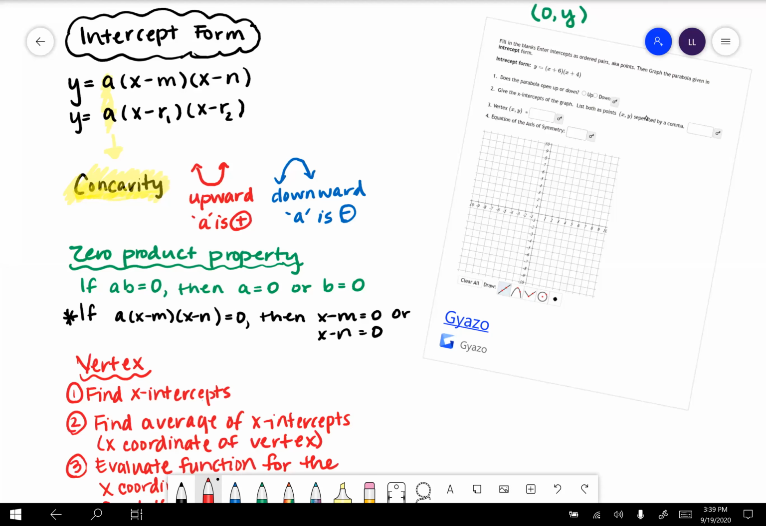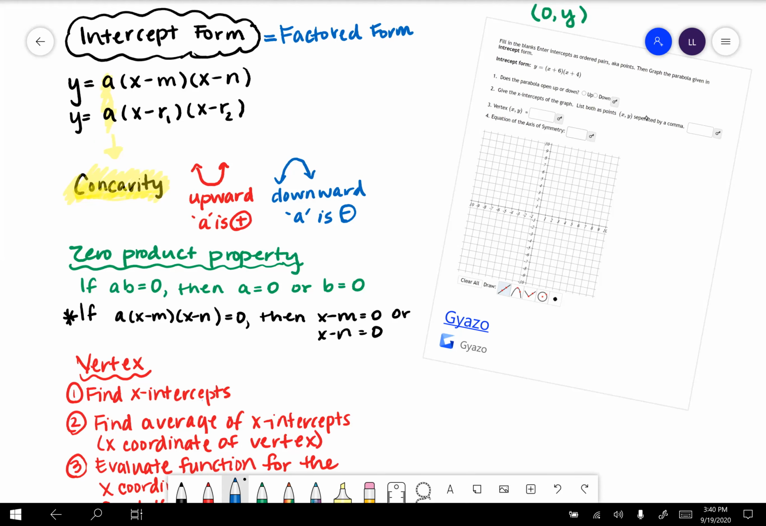On to our next example. This is intercept form. And in intercept form, it says fill in the blanks under the intercepts as an ordered pair, aka points, the graph of the parabola given in intercept form. So y is equal to (x plus 6)(x plus 4). Another word for intercept form is factored form. You'll see it used interchangeably. When we say factored form and intercept form, they mean the same thing.